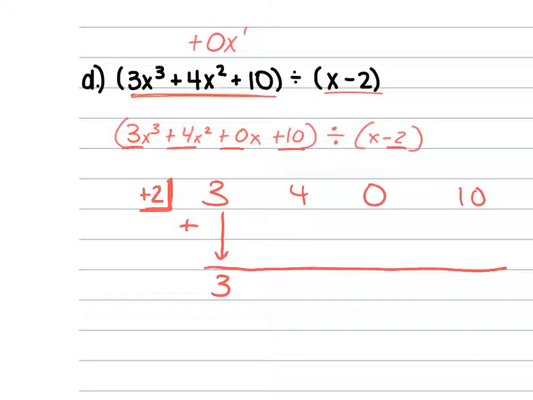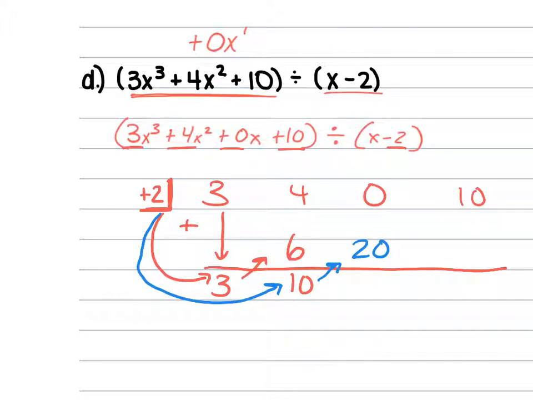Okay, now that I have a 3 down there, what do I do with it? You multiply by 2. 2 times 3 gives me 6. And you add 4. 4 and 6 gives me 10. And you multiply 2 times 10, which gives me 20. I add those together and get 20. Next, you multiply 2 and 20, which gives me 40. You add the 10 and the 40 and get 50.